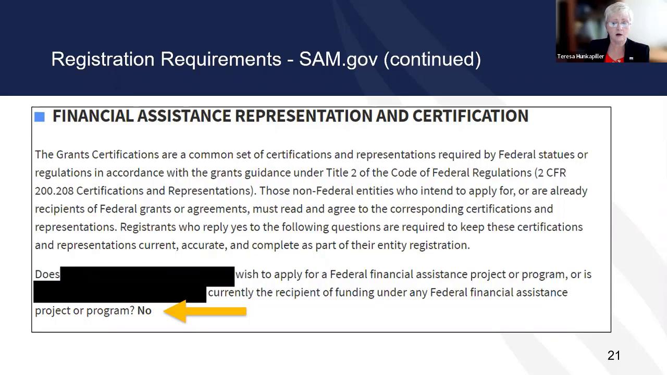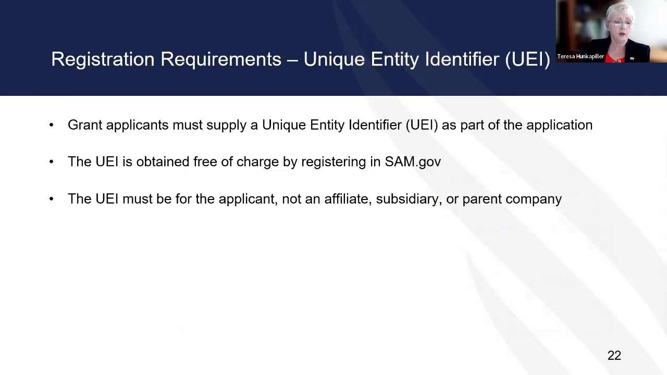And when you do go into SAM.gov, it assigns you that unique entity identifier that replaced DUNS. If you were already a member of SAM.gov, they've already assigned you a UEI. You may still need to go in and take care of the financial representations and certifications, and those are only good for 1 year, so you need to go in and renew them every year.